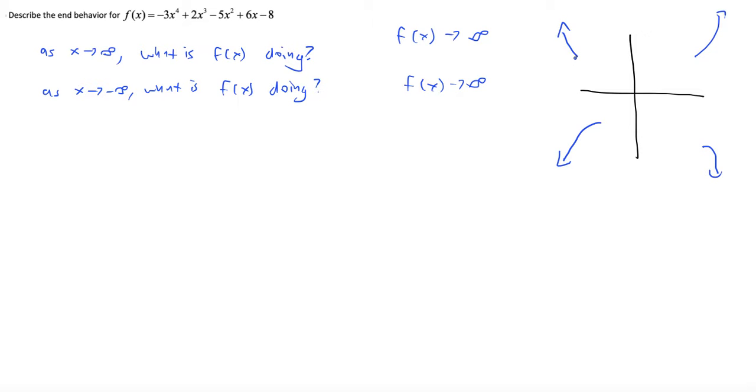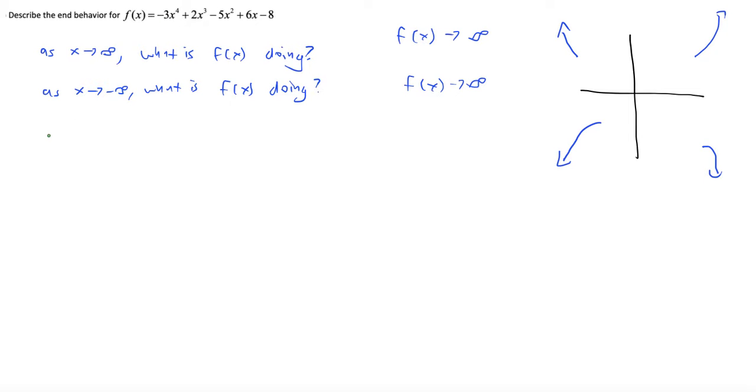Remember, this is just the end of the graph. We don't really know what's happening in between, right? I'm going to do this part later, okay? But what we're just looking at now is, okay, what is happening at the ends? So how do we determine that? We determine the end behavior by two things, the leading term and the degree.